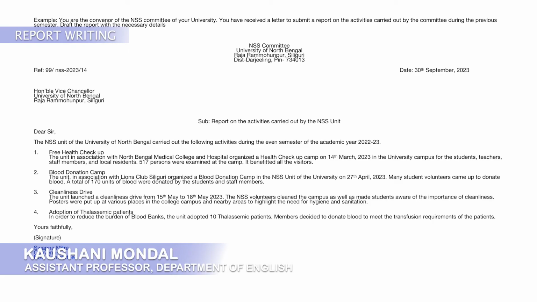So, that is how you see in the body, what we see is free health checkup. The unit, in association with North Bengal Medical College and Hospital, organized a health checkup camp on 14th March 2023 in the university campus for the students, teachers, staff members and local residents. 517 persons were examined at the camp and it benefited all the visitors.